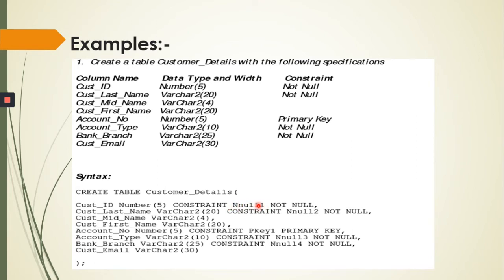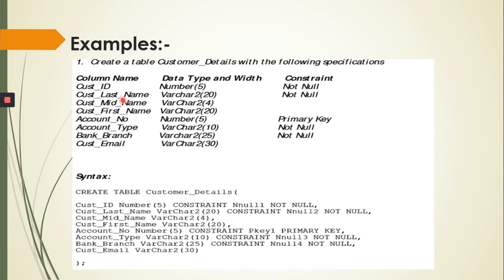Okay, it is a good practice to give a name to a constraint. Here I am writing not null. It is not compulsory, again I am repeating. You can write customer ID number 5 constraint not null 1, which is the name of the constraint. Remember this.